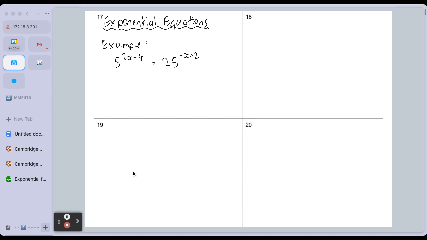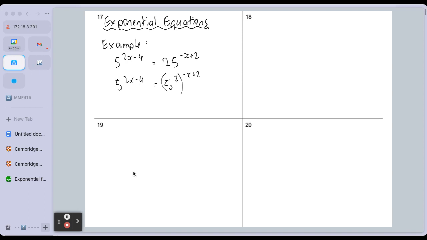Effectively, what we want to do is equate, without using a calculator, obviously. With a calculator, we just put it in and solve it, use logs, that kind of thing. But generally speaking, analytically, we want to express both sides of the equation with the same base, and then we can equate the powers, equate the exponents. So 25 is 5 squared. So we would go 5 to the power of 2x minus 4 is equal to 5 squared. Notice how I'm putting them in brackets, to the negative x plus 2.